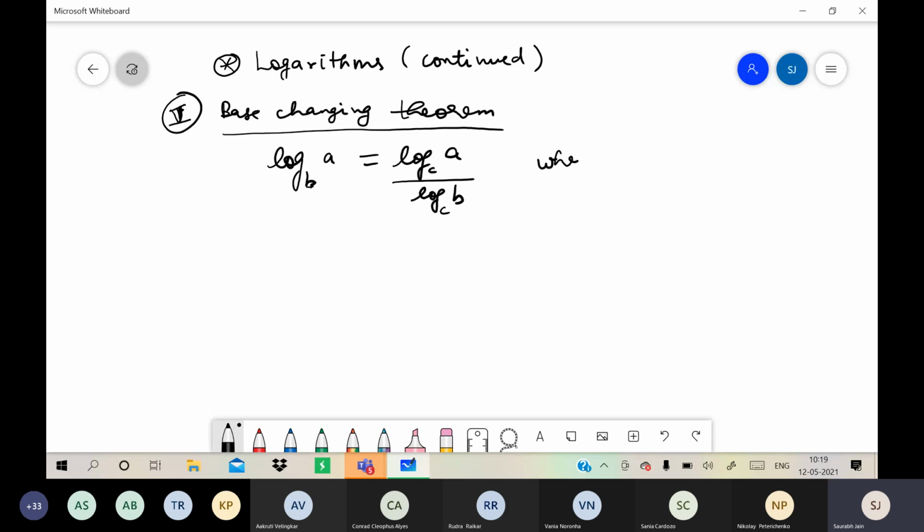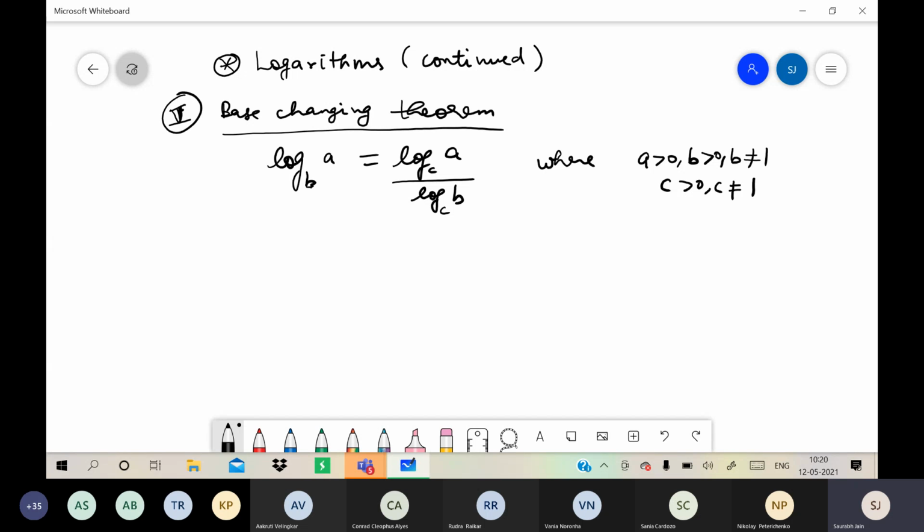And the conditions are, first of all, look at a. A is in front of log, it should be positive. B is in front of log as well as it is base on the left hand side. Same is for C, it is base, so positive and not equal to 1. So if you remember the concept of log, that only the log of positive number can be taken, and it can be taken only on the positive base, and base should not be 1. Based on that, you can remember these conditions.